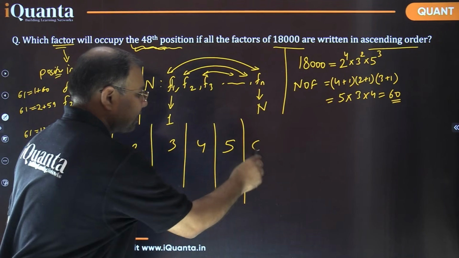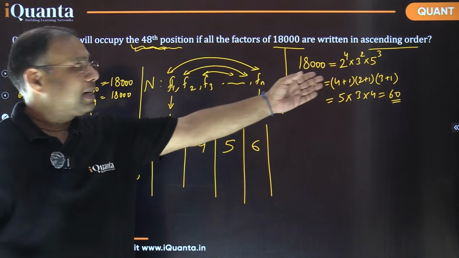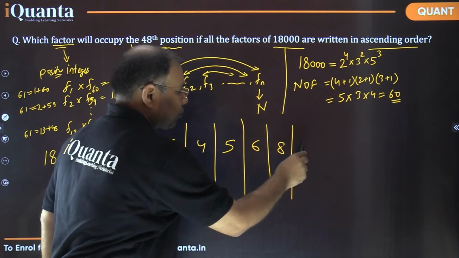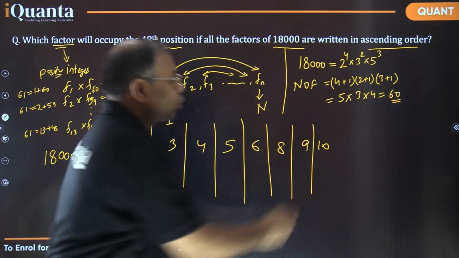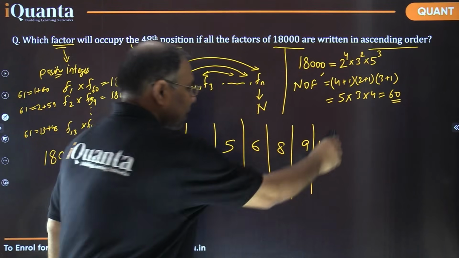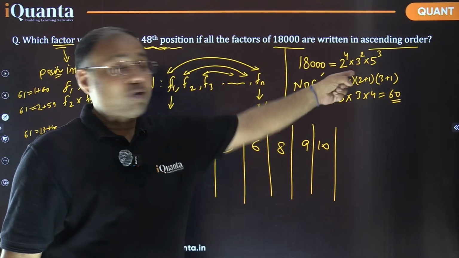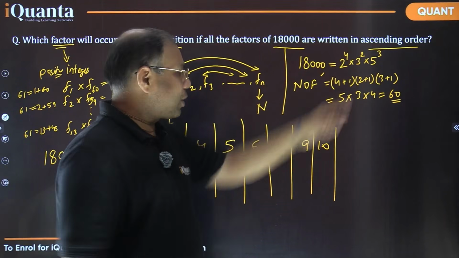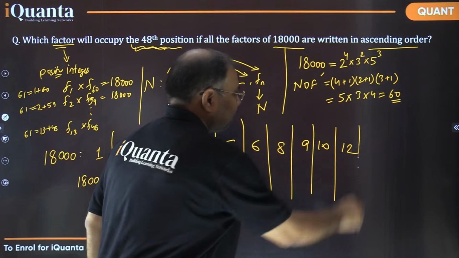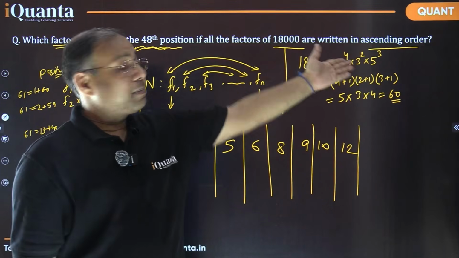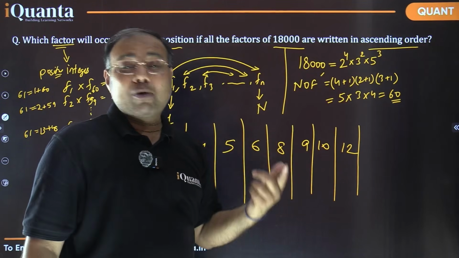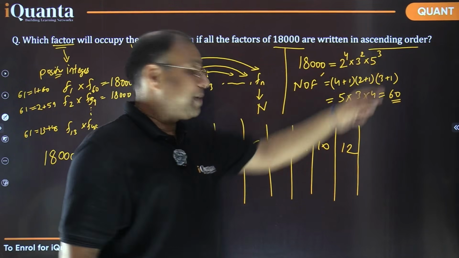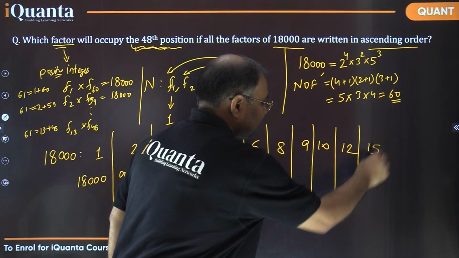So 6 also divides. What about 7? No, 7 is not there. 8, yes. 2 cube, 8, divides this number. 9, yes, 3 square, 9 is there. What about 10? Yes, so 2 into 5 will make it 10, right? What about 11? No, 11 is not there in this prime factorization. What about 12? Yes, 2 square into 3 will make it 12, right? So 12 is a factor of this number. 13 is not there because it is a prime number. 14 is also not there because 7 is not there, so how will 14 come? 15, yes, 3 into 5 will make 15. So 15 is a factor here.